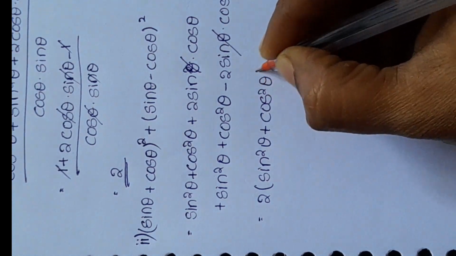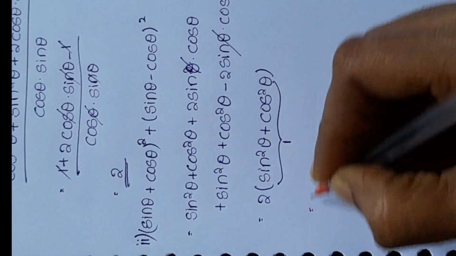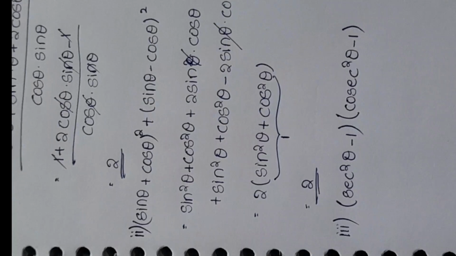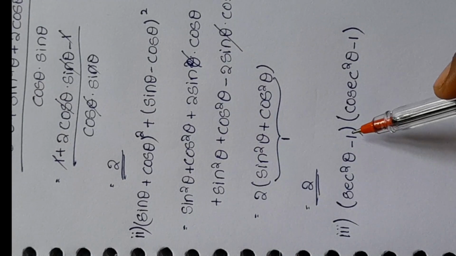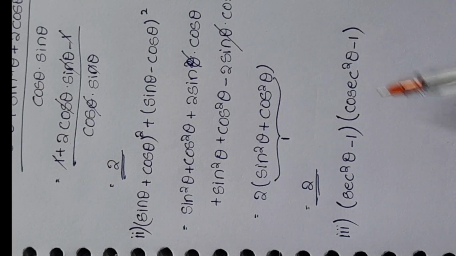Cos square theta plus sin square theta identity. So this value is 1. The answer is 2. The third bit is (secant square theta minus 1) into (cosecant square theta minus 1).